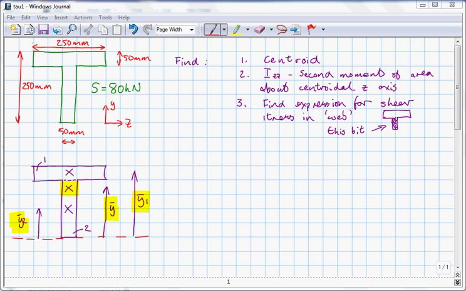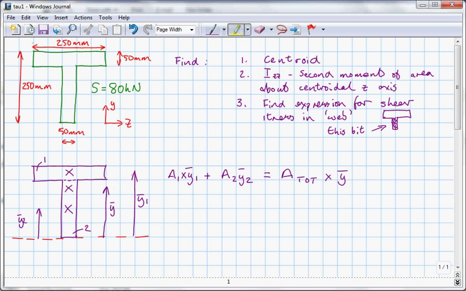Might be worth pointing out that a property of the centroid, and in fact it's the way the centroid is defined, so here's the centroidal axis that we're interested in, is that the first moment of area about that axis, so the first moment of area about the axis which goes through the centroid, is equal to 0. So let's draw out the equation which gives us access to y bar.